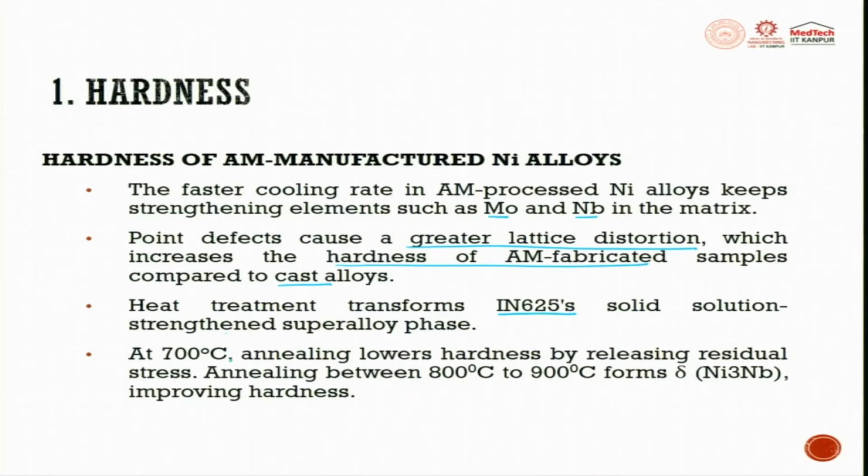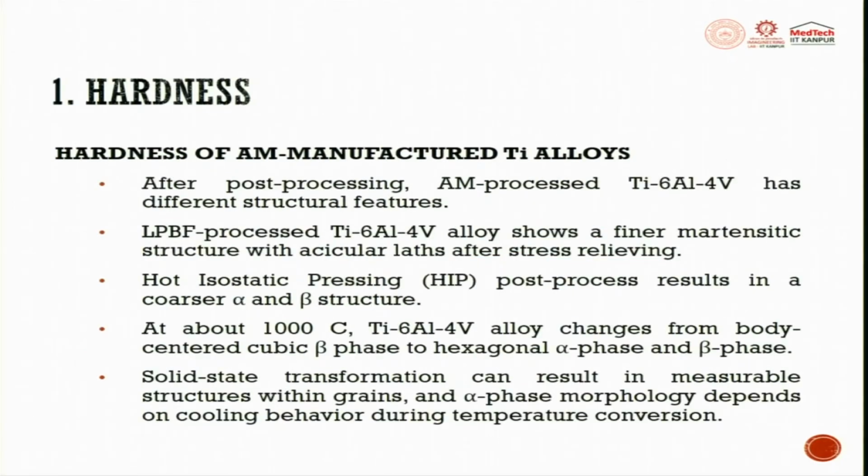At 700 degrees Celsius, annealing lowers hardness by releasing residual stresses. Annealing between 700 to 900 forms delta, which improves the strength. So, at 700 your hardness reduces and your residual stresses are released. When you do annealing at 800 to 900, it forms delta and then you get the improved version.